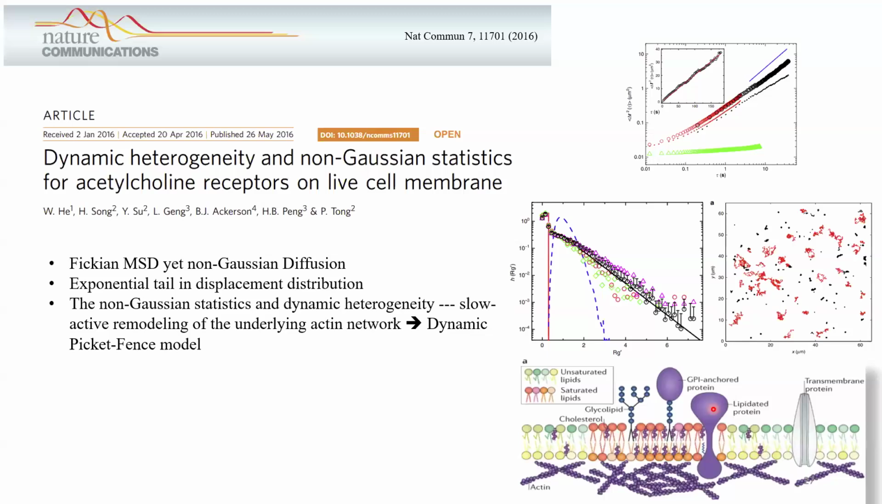that are heterogeneous, and not only are the dynamics heterogeneous, their statistics too. Although the diffusion is linear, meaning the mean square displacement is linear, the distribution of displacements is non-Gaussian, highly non-Gaussian. What is the reason? It is called Fickian mean square displacement but non-Gaussian diffusion, which is very rare. Now, the question is, they have explained this using the Picket fence model.